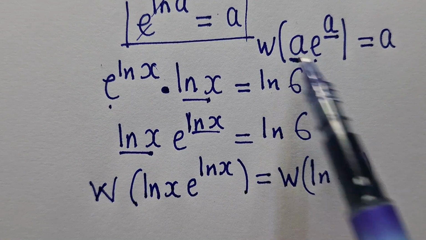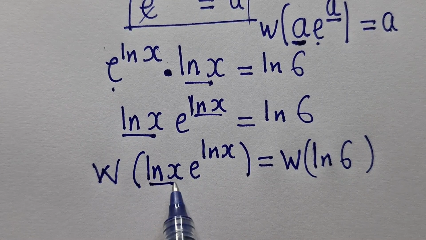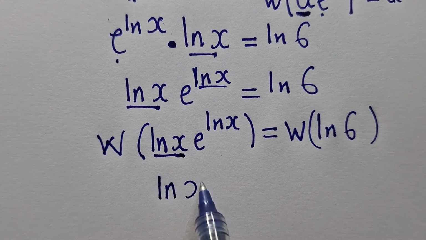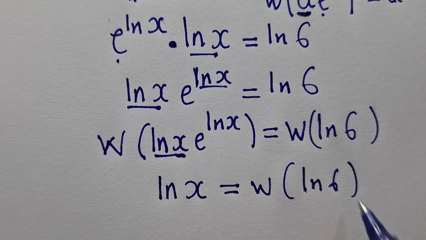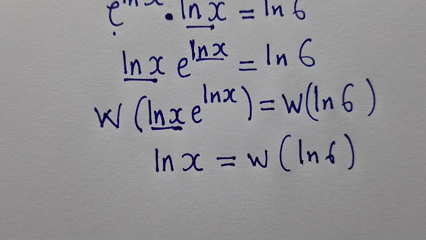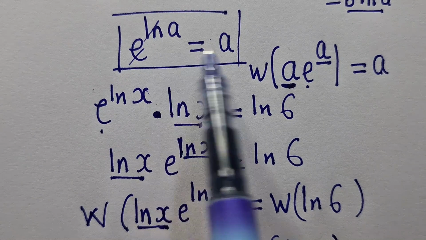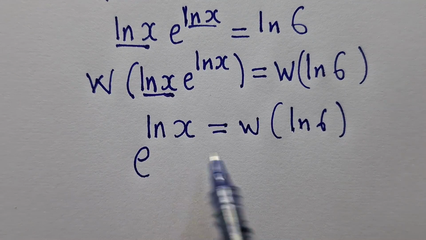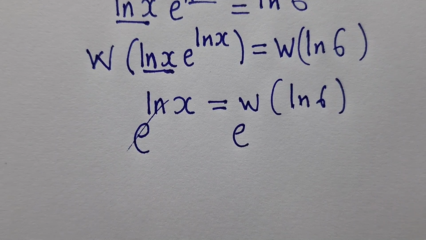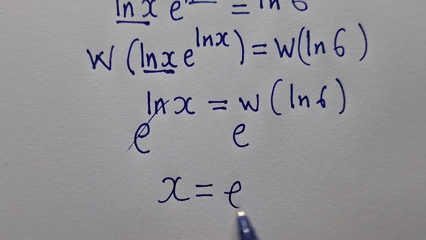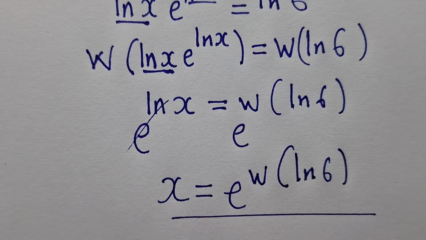So now we've seen that this property can work. This will be equal to this. So we can see that what we have here, which is ln of x, is equal to W of ln 6. And from here, since we're solving for x, we can now introduce e, and if we introduce e here, and the other side we also introduce the e, this whole thing will cancel out. We shall remain with x, which is equal to e to the power W, open bracket, ln 6, like this. This is our answer.